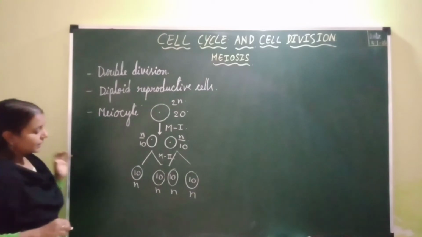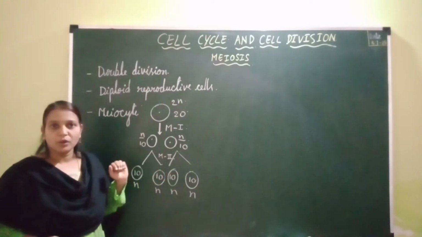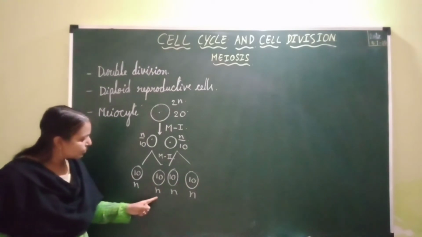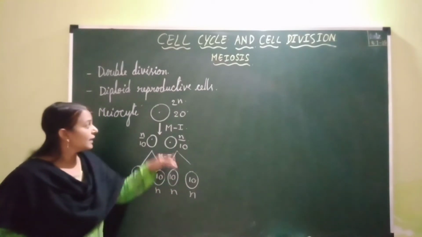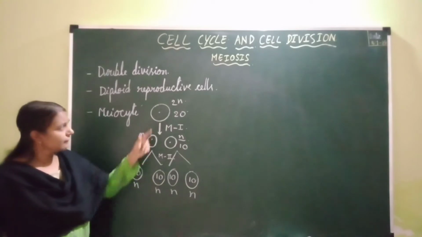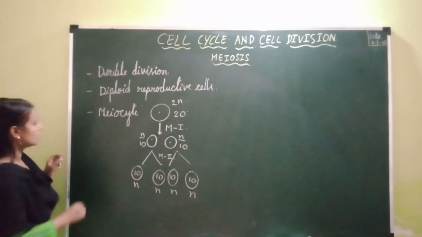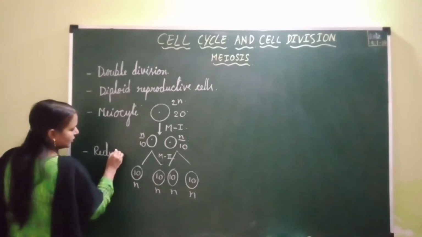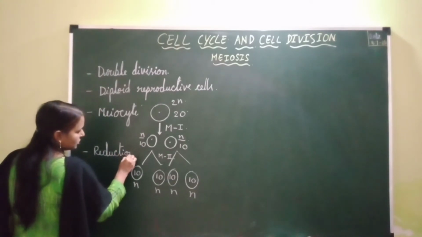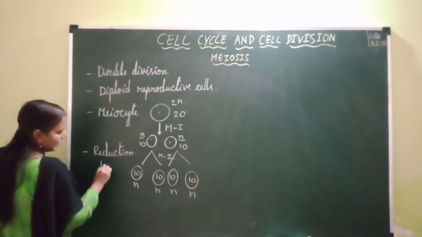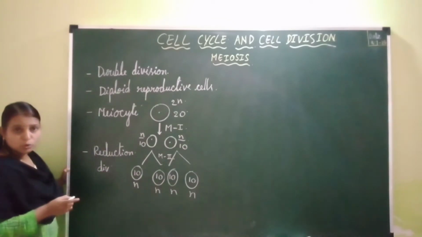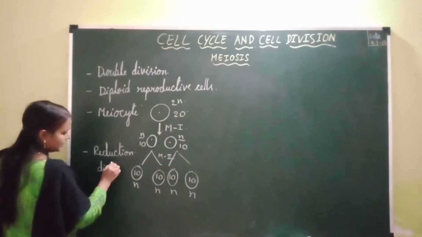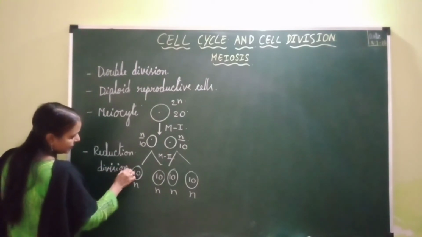So in each daughter cell, by the end of meiosis, the number of chromosomes is reduced to half, and even the ploidy is reduced to half that of the parent cell. Hence meiosis is also called reduction division, as the number of chromosomes is reduced to half that of the parent cell.